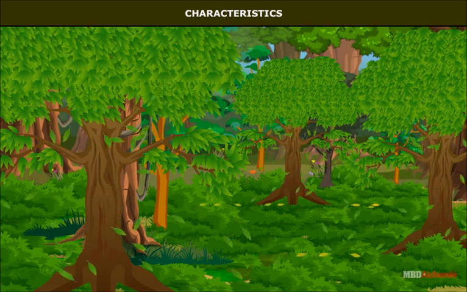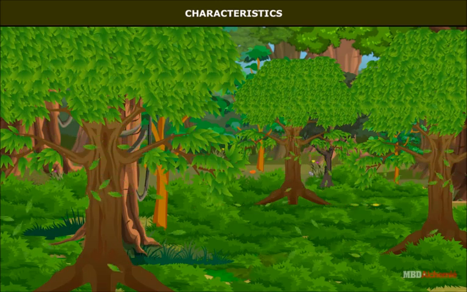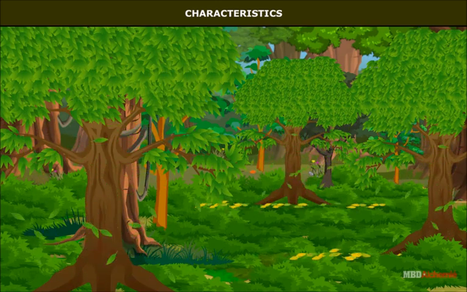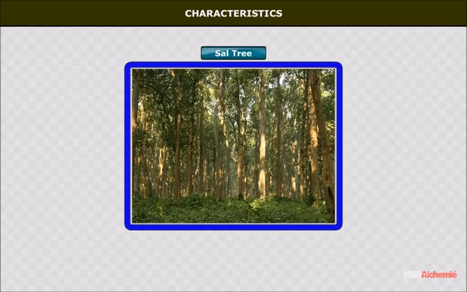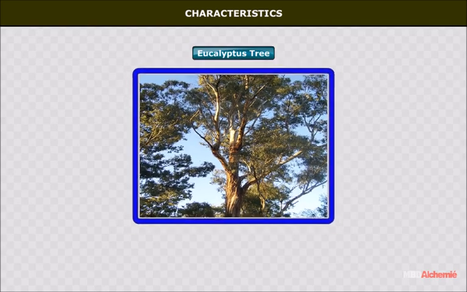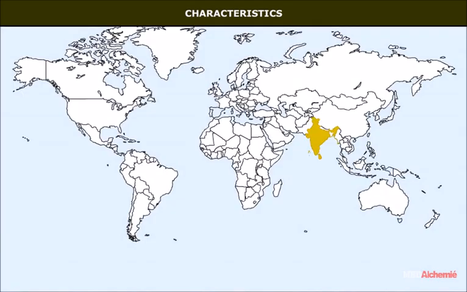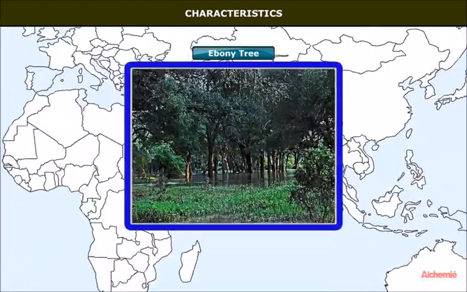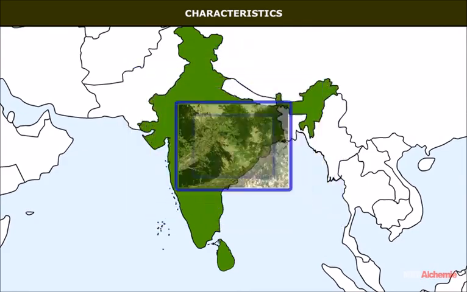Characteristics. Deciduous trees are broad-leaved. The trees shed their leaves during the dry period. These forests are more open and less luxuriant than equatorial forests. Important trees include teak, sal, acacia, and some varieties of eucalyptus and bamboo. In India, besides the above trees, rosewood, ebony, shisham, deodar, khair, and mahua are also found.